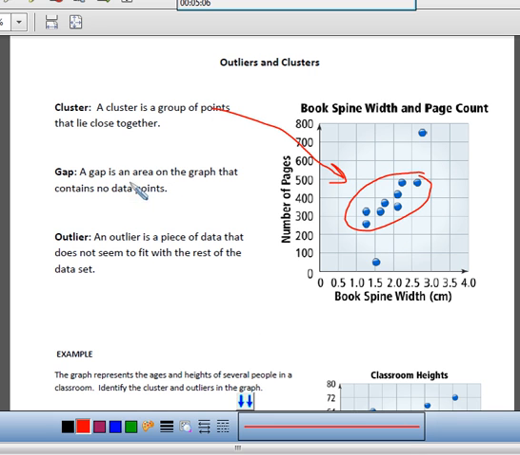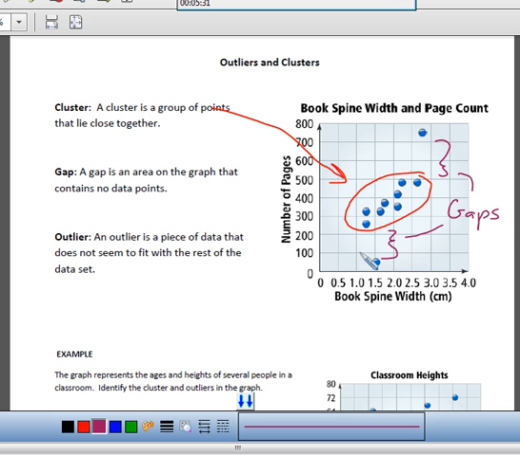A gap. A gap is an area on the graph that contains no data points. So if we look, we've got two gaps. Right here and right here. These are both gaps.